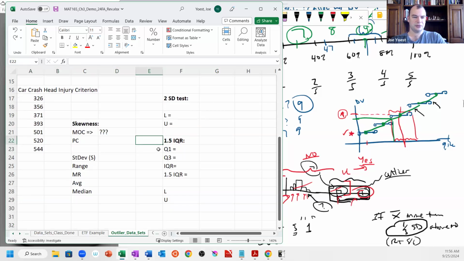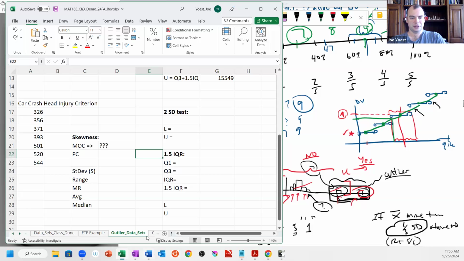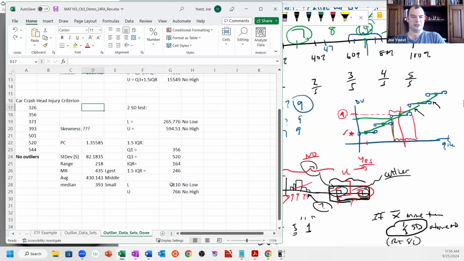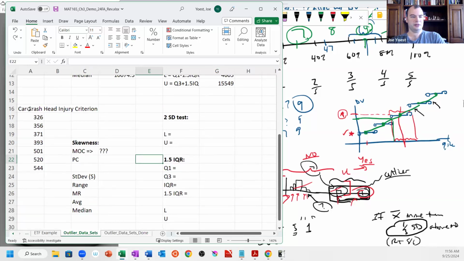Okay, and then let's go through. So there is another sheet on here with all of this completed. But let's just go through the 1.5 IQR bit for the car crash head injury criterion. So here I have 7 data points. So I need to split 0 to 100% into 7 equal sized bins. Each one's going to be about 14%. 1/7 is about 14%.